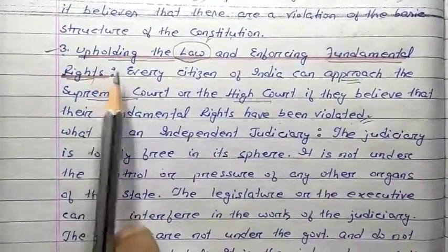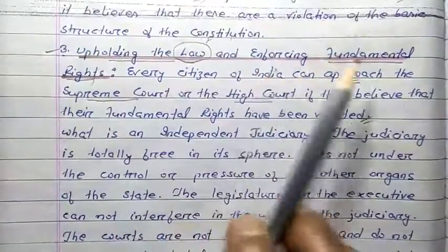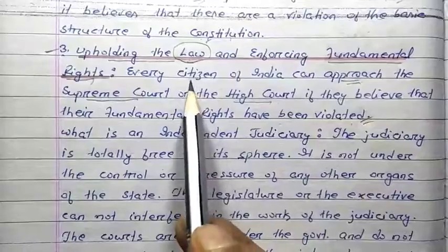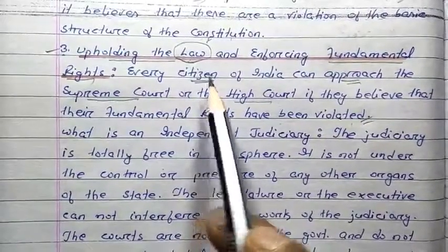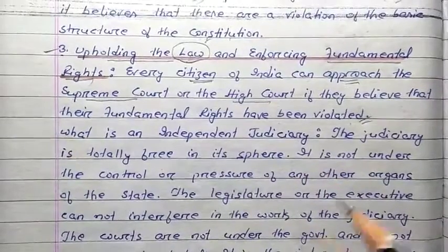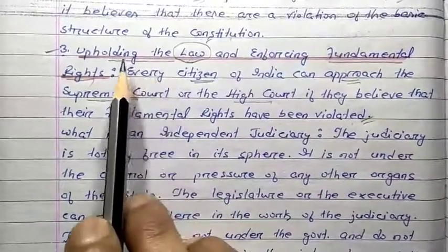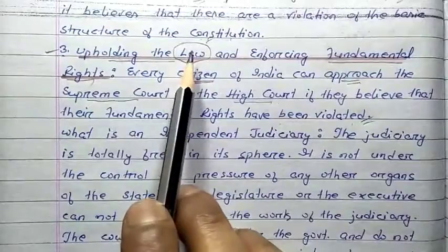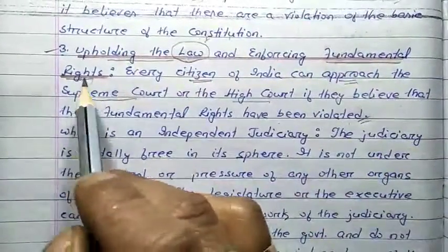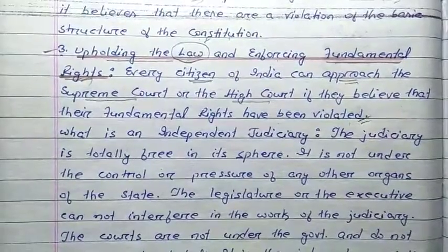So, under the system of upholding the law and enforcing fundamental rights, citizens have the right to approach the court if they feel that their fundamental rights have been violated. So we can say here that the judiciary upholds the law, and it also enforces and protects the fundamental rights of the citizens or the people.